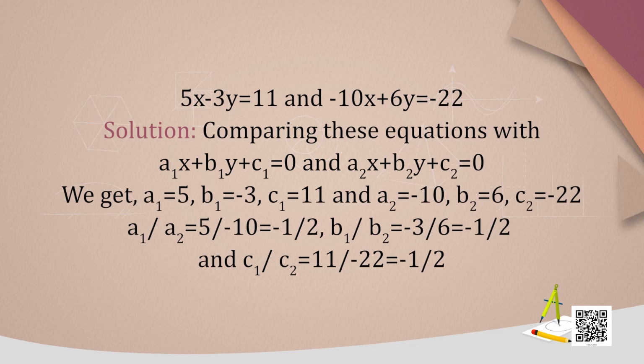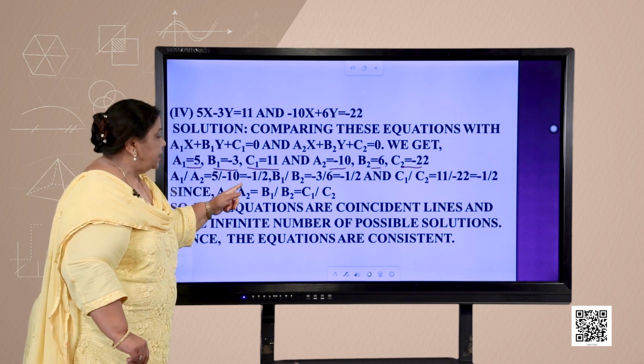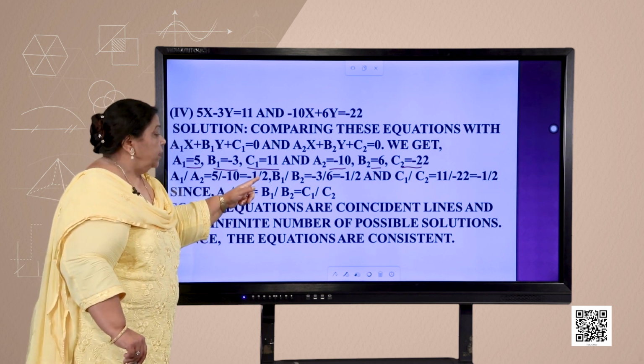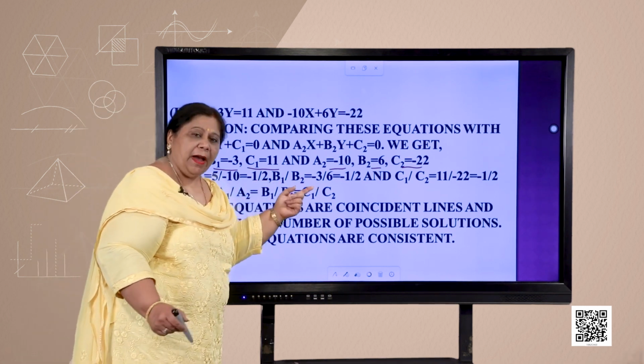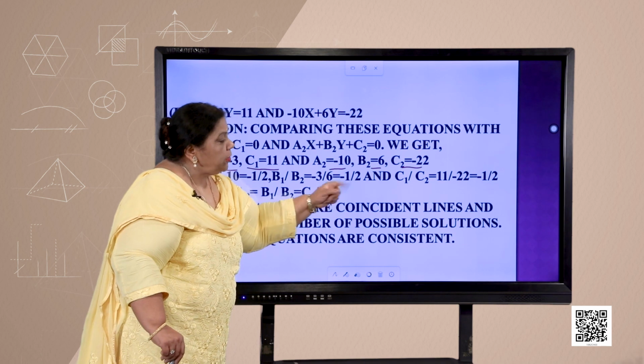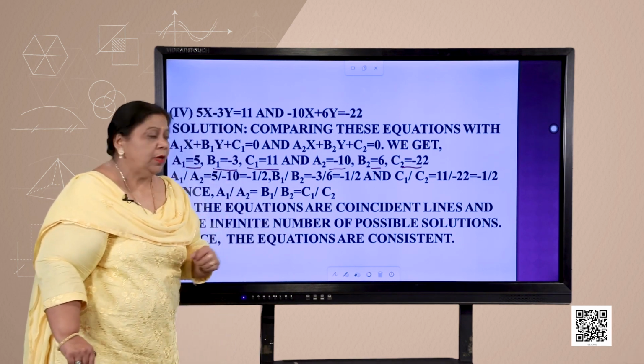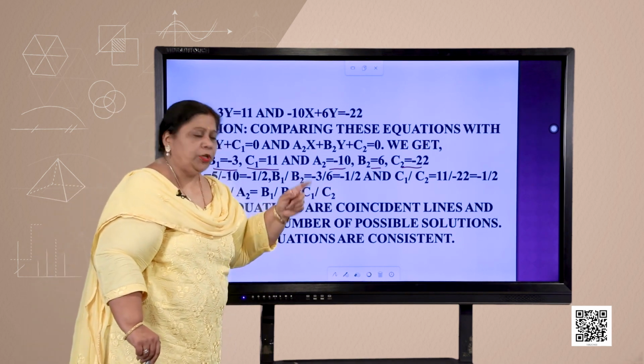Again comparing with the general equations, we have a1 is equal to 5, b1 is equal to minus 3, c1 is equal to minus 11, a2 is minus 10, b2 is 6 and c2 is 22. Look at the ratios. a1 upon a2 is equal to 5 upon minus 10, that is equal to minus 1 upon 2. What about b1 upon b2? It is minus 3 upon 6, that is again minus 1 upon 2, and c1 upon c2 is 11 upon minus 22, that is again minus 1 upon 2.